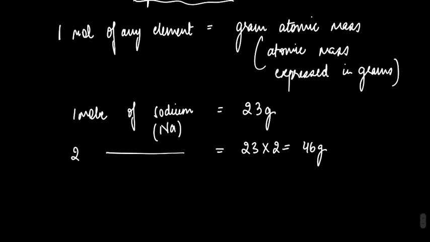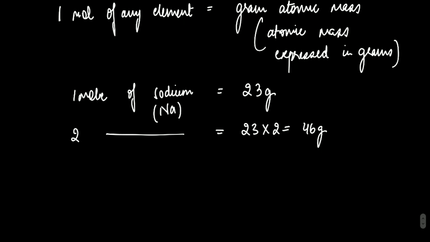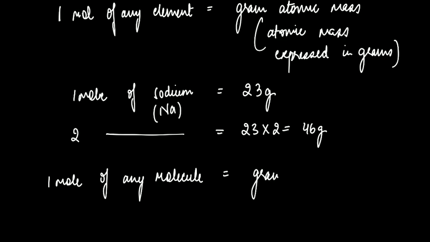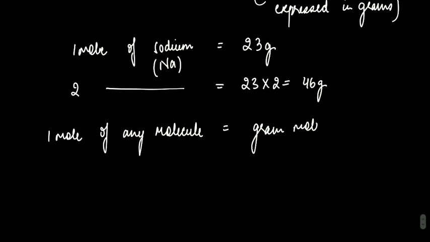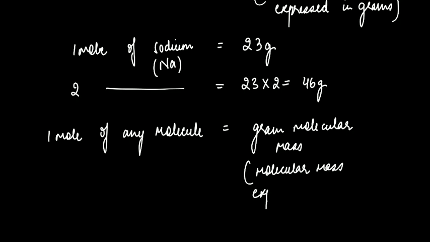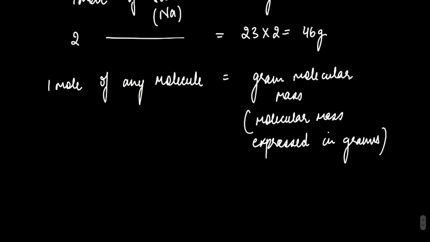Now if we talk about any molecule or compound, 1 mole of a molecule is equal to its gram molecular mass. Now what is gram molecular mass? It's molecular mass expressed in grams.